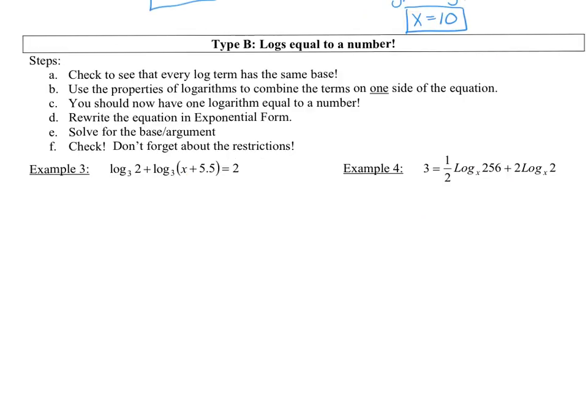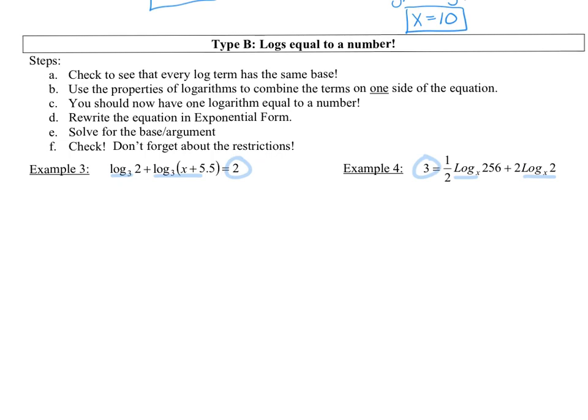Our next type of log equation is when every term has a log except for one. So if we look closely at example 3 and example 4, we have two terms with logs, but one term that doesn't have a log. And same thing with example 4. We have two terms with logs, but the third term, or what it's equal to, does not have a log.